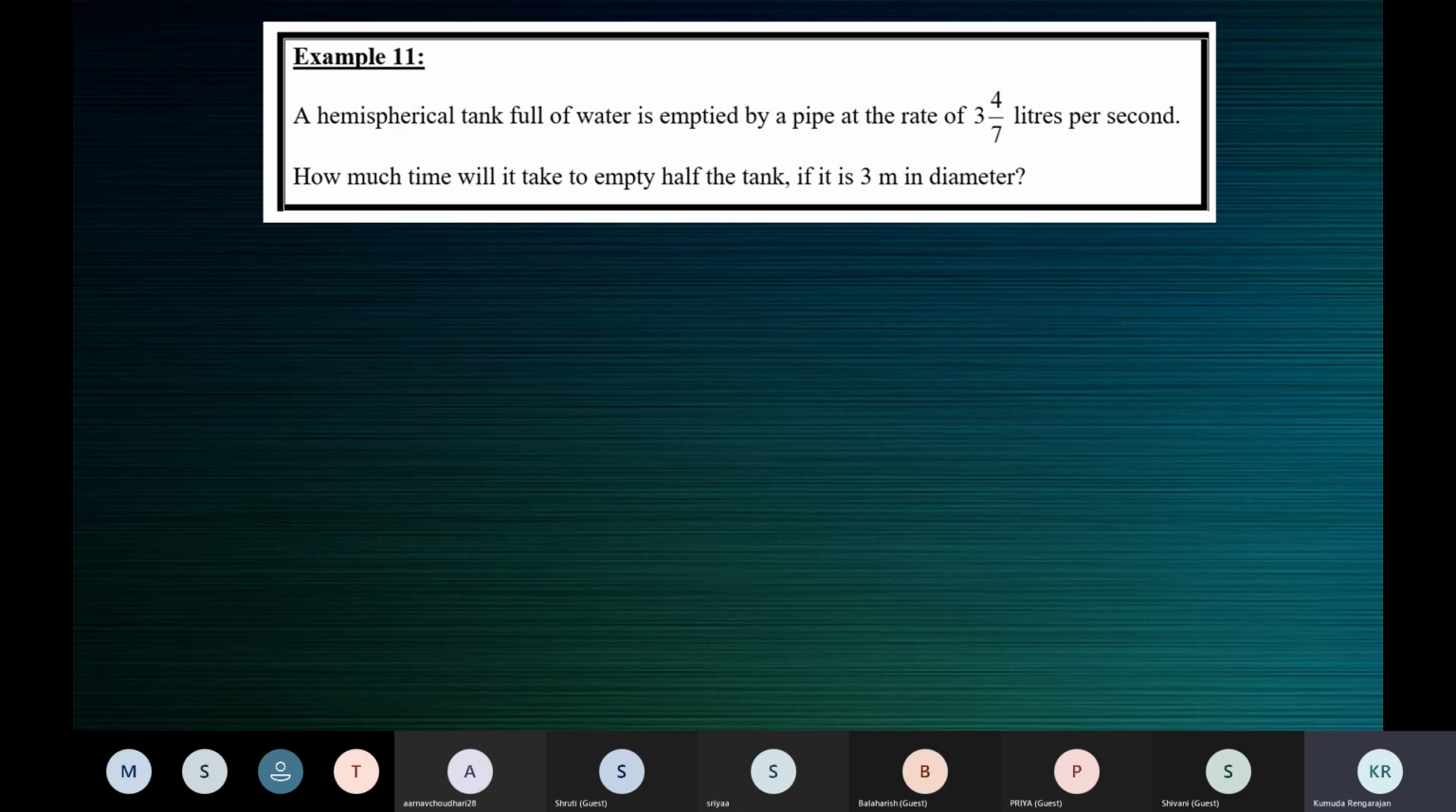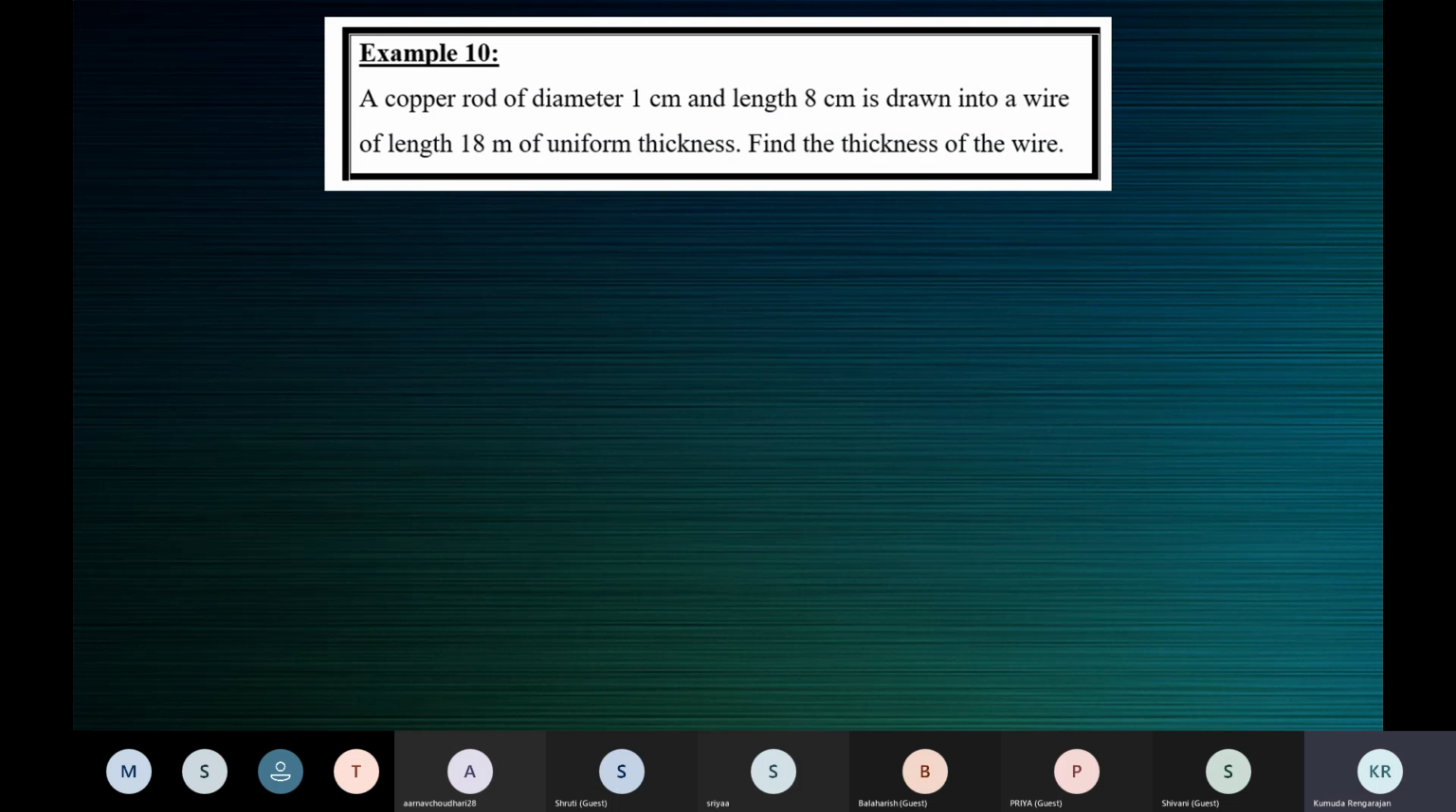Yeah, I think we discussed this in yesterday's class. Example 10. We are working this exercise from behind. So we finished the questions in exercise 13.3. Now the examples preceding the exercise. Example 10. A copper rod of diameter 1 centimeter. Copper is the material, rod, so cylindrical mostly, right? So a copper rod of diameter 1 centimeter, so radius is 1/2 centimeters, and length, so height, 8 centimeters, is drawn into a wire. That means it's melted and recast into a wire. Wire is a thin, long cylinder.